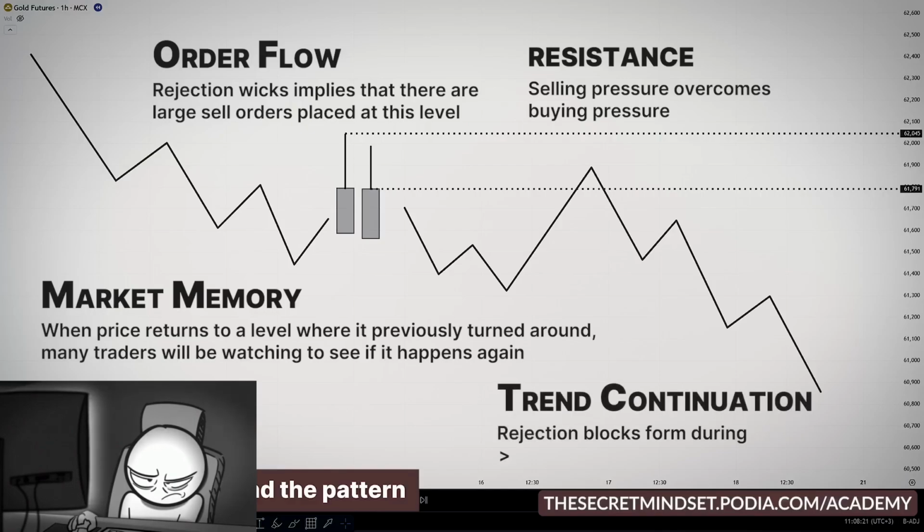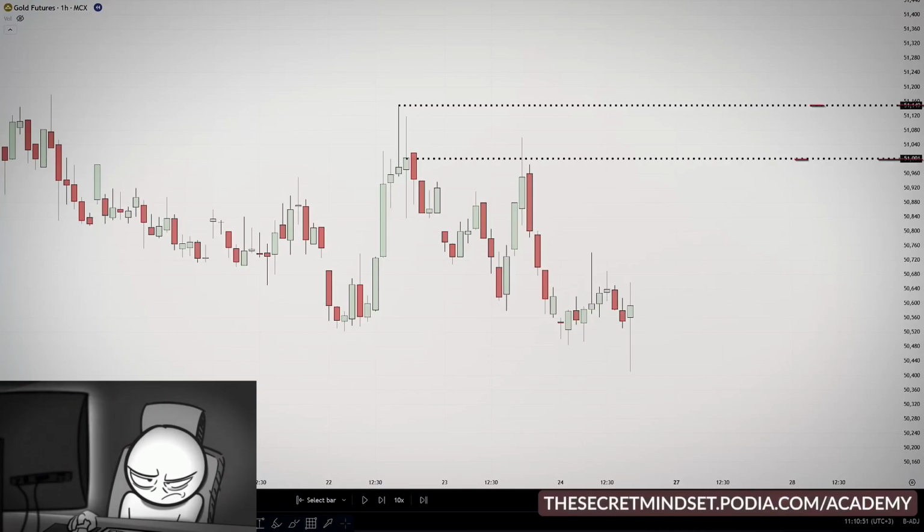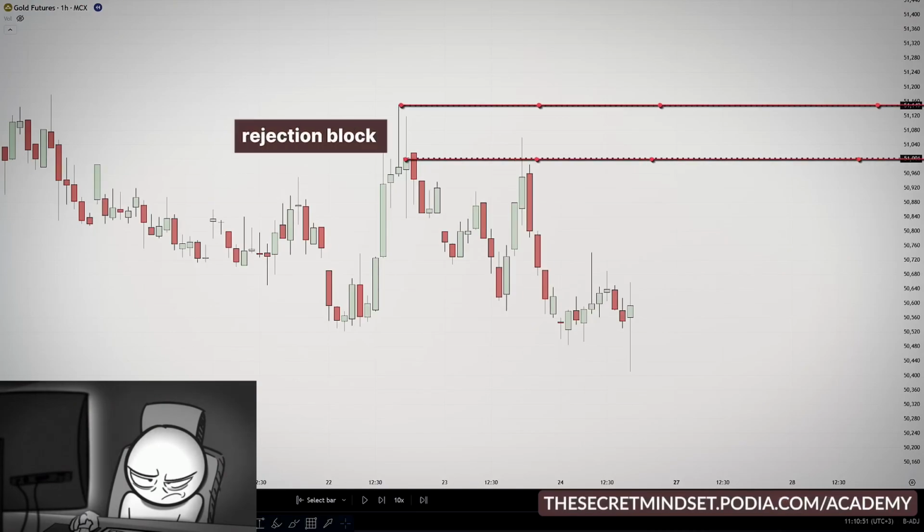And finally, there's the trend continuation. Often these rejection blocks form during bounces in a larger downtrend. By entering on the retest, you are trying to catch the next wave down in the trend. This rejection block strategy taps into how traders think and feel.